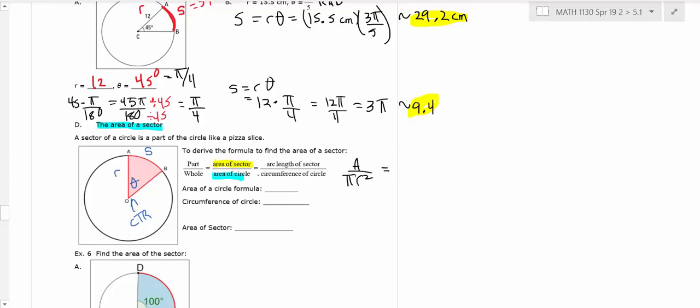So you're relating the part to the whole. And then what we have is the arc length of the sector. Well, the arc length of the sector was S equals r theta. So I'm going to put r theta there. That's the formula that we just developed. And then what is the circumference of a circle? That was 2 pi r. So if we put this together, a formula will pop out of that. The idea is, this is the area related to the area of the circle, and that's the arc length related to the circumference. Does that make sense? Part to the whole?